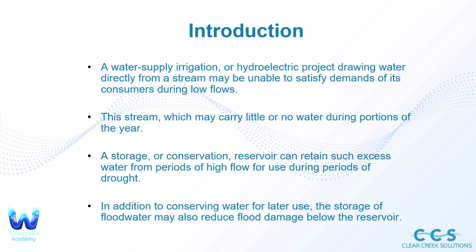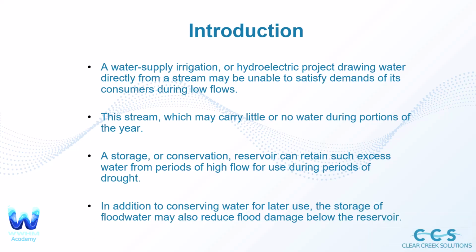First, an introduction. A water supply, irrigation or hydroelectric project drawing water directly from a stream may be unable to satisfy demands of its consumers during low flows. So if you just have a straight water supply irrigation system, you may not have consistent enough water flow to maintain all the different operations that need to occur, right? Especially in dry areas, where a stream may carry little or no water during portions of the year, some of the summer months probably. A storage or conservation reservoir can retain excess water from periods of high flow and then use it during periods of drought.